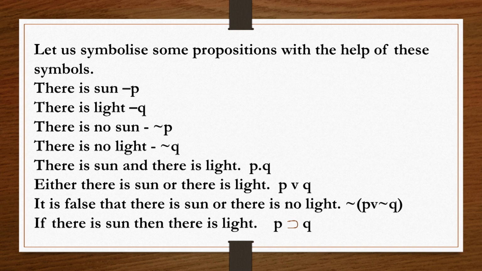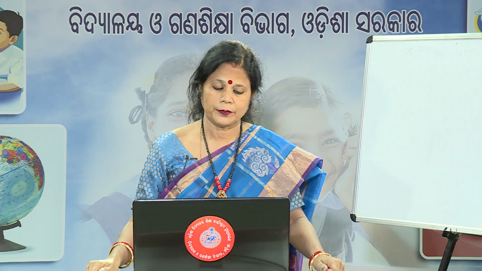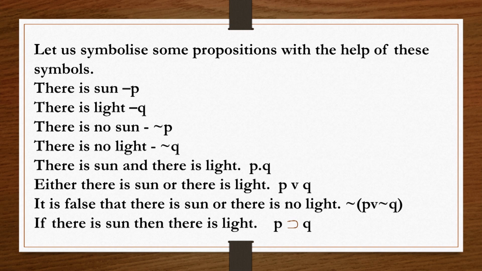Okay. Now the next one is, if there is sun then there is light. There is sun is one proposition, there is light is another proposition. So two propositions are connected by the connective if then. So for if then we use the horseshoe sign, which is called the implication sign. We read it as implies, P implies Q.